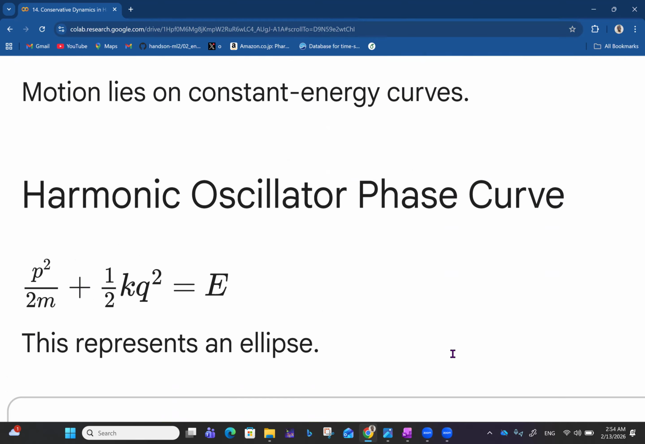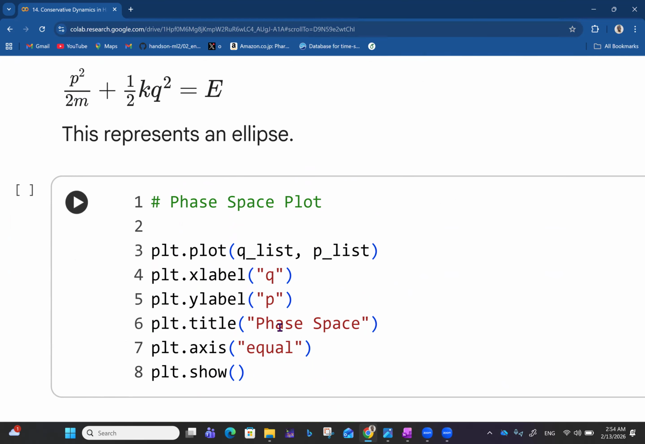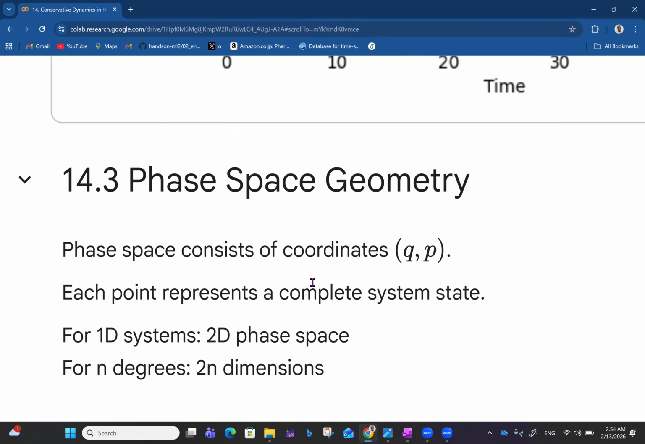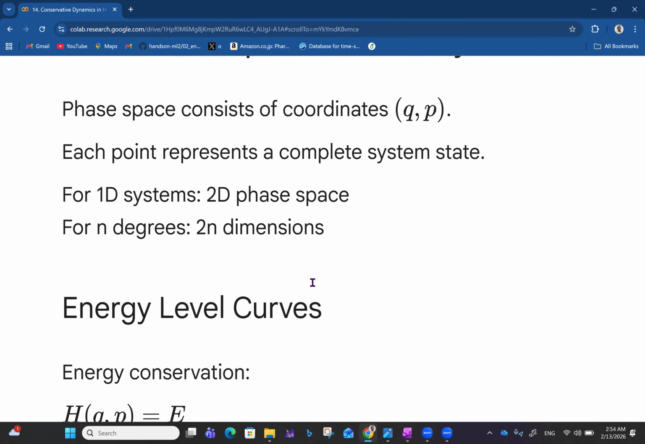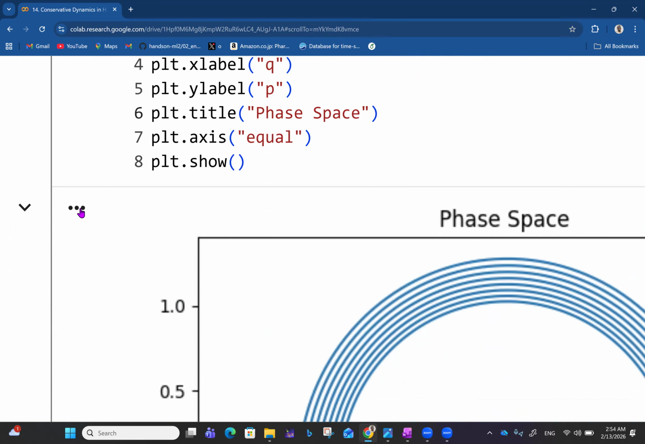And of course, we saw something close to this before: the harmonic oscillator phase curve can be P squared over 2m plus half KQ squared equals E. This represents an ellipse. Then we can do the phase space plot here. So plt.plot, we have the Q list, P list. I'm sure it's still referring to the P list and Q list we got from before. So if you did not run that, this is not going to work, because this is just us plotting what we saw there.